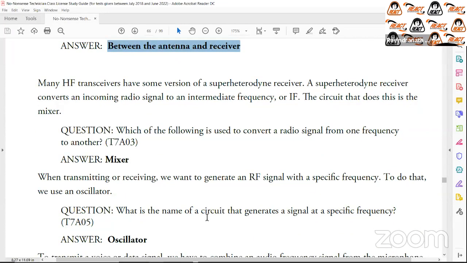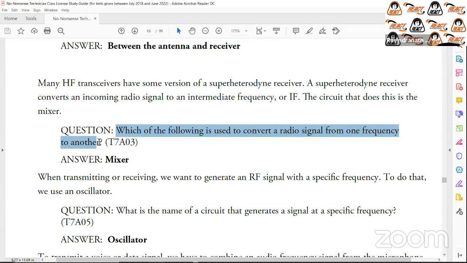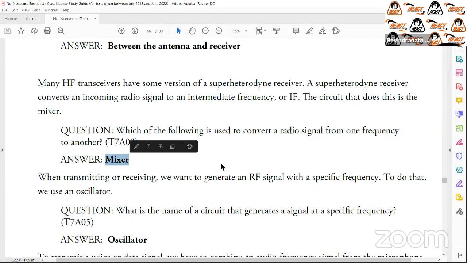Moving right along. Which of the following is used to convert a radio signal from one frequency to another? This is the slide that looked at the concept of mixer and oscillator. So it's converting a radio frequency that's coming into the antenna to another one that goes to the output, which is the IF stage. Well, the component that is used to do that is called the mixer.